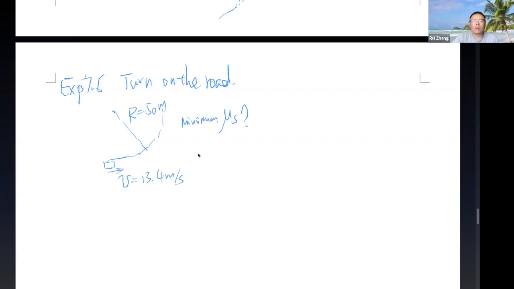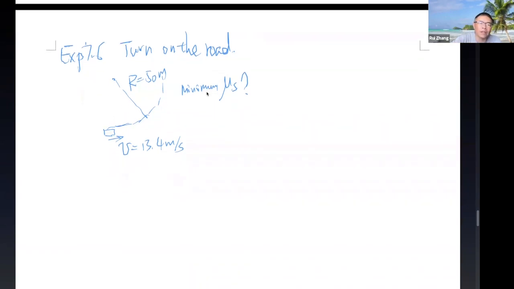If you look at this problem at first, it looks a little bit crazy. How does this require a minimum? How can we connect this information to a minimum mu s? What does mu s have to do with this? But you need to really think about the physics here, okay?